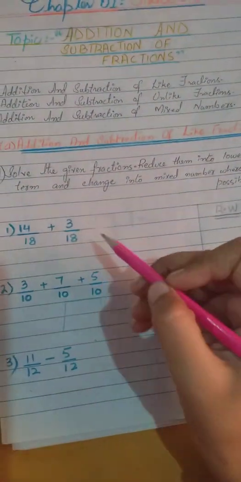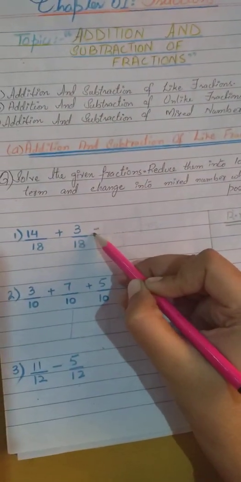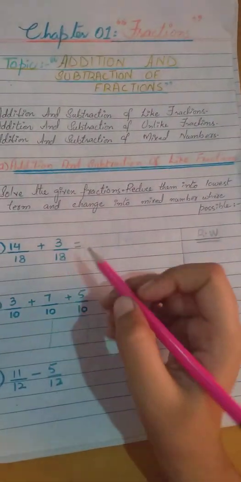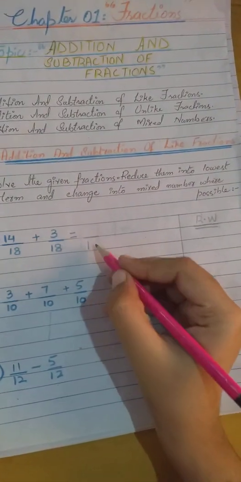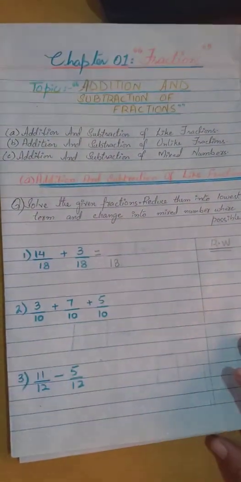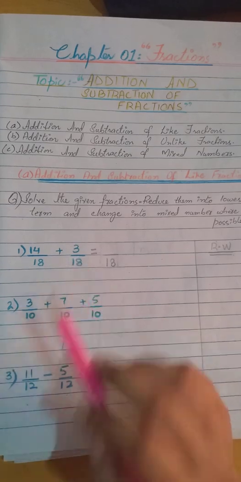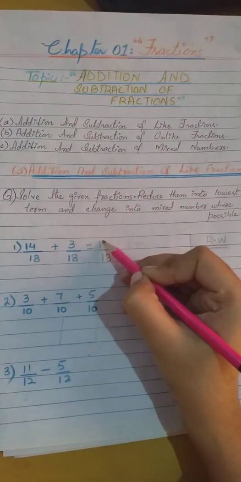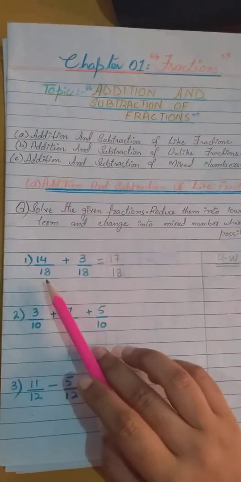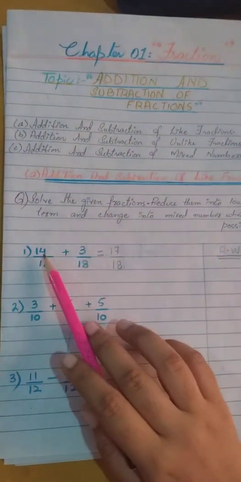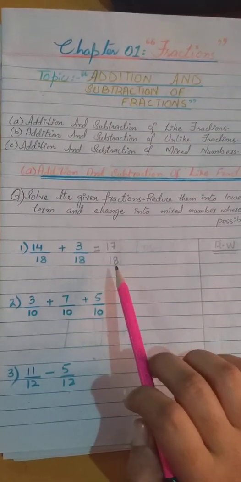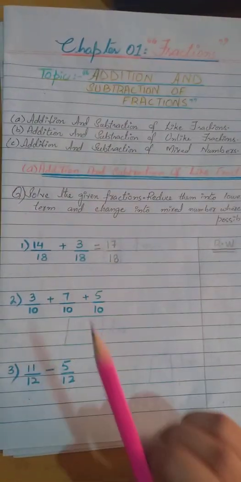So, how to solve? Let's see. 14 upon 18 plus 3 upon 18 will be equal to: 18 will be written as it is, and we will just add the numerators. 14 plus 3 will be equal to 17, and this is our answer. Isn't it very simple? In like fractions, you will just add the numerators and write the denominator as it is.